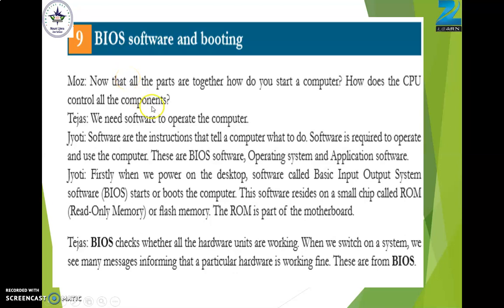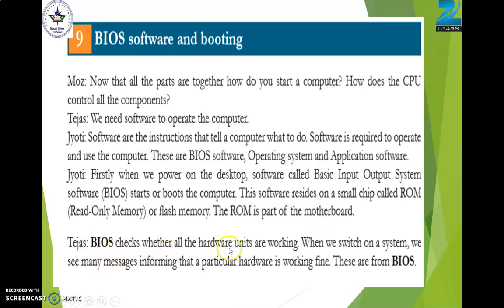BIOS and booting. There are different types of software in a computer. Software is basically instructions that tell a computer what to do. Software is required to operate and use the computer. There are BIOS software, operating system, and application software. When we turn on our computer, when we click on the start button, the first software to start working is BIOS. That is also called booting. It resides in ROM.